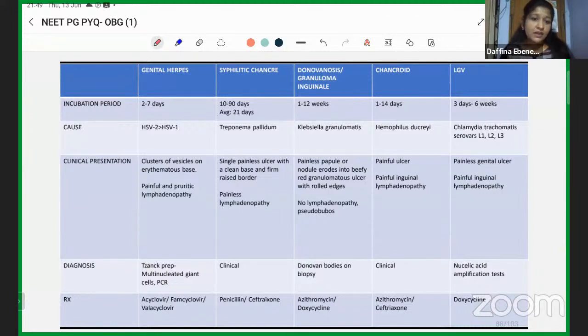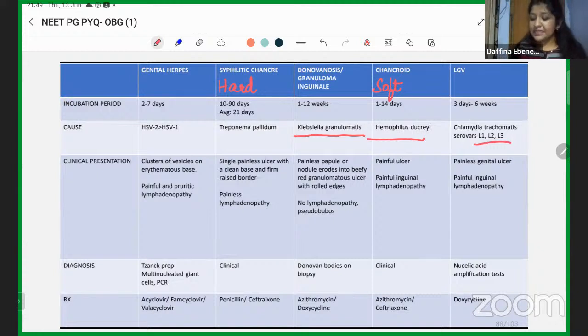Syphilitic chancre is nothing but your hard chancre. It is Treponema pallidum, syphilis. Donovanosis or granuloma inguinale is Calymmatobacterium granulomatis or Klebsiella granulomatis. Chancroid is nothing but your soft chancre, which is Haemophilus ducreyi. LGV is caused by Chlamydia trachomatis, especially serovars L1, L2, and L3.